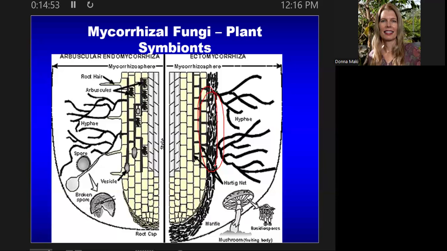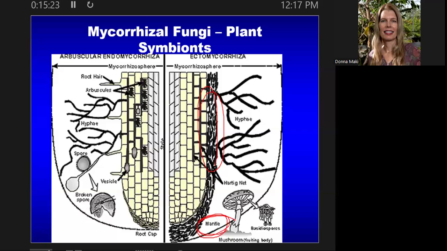So that thick growth like that, they call it a mantle. I would like you to know that word, please. So a mantle is just that thick growth of fungal hyphae on the surface of the root. We don't see that with the arbuscular type on the left. They grow on the surface, but it's much thinner, not nearly tissue-like dense growth of a mantle.